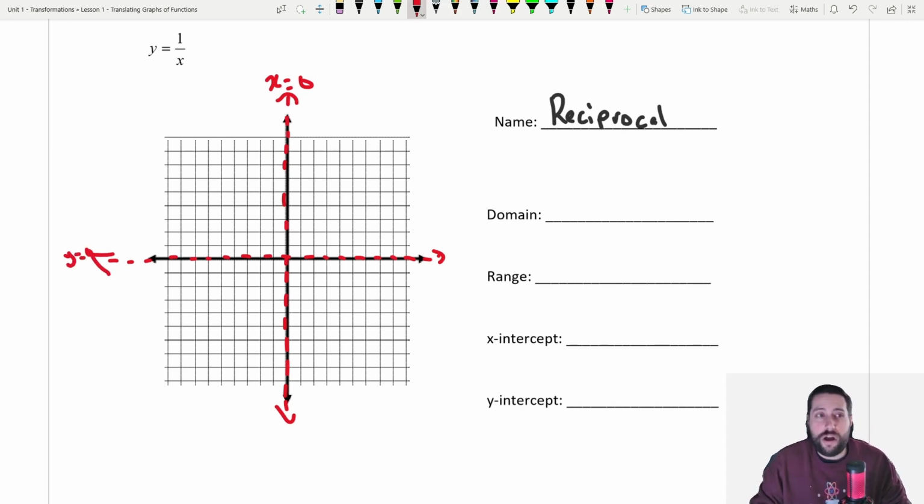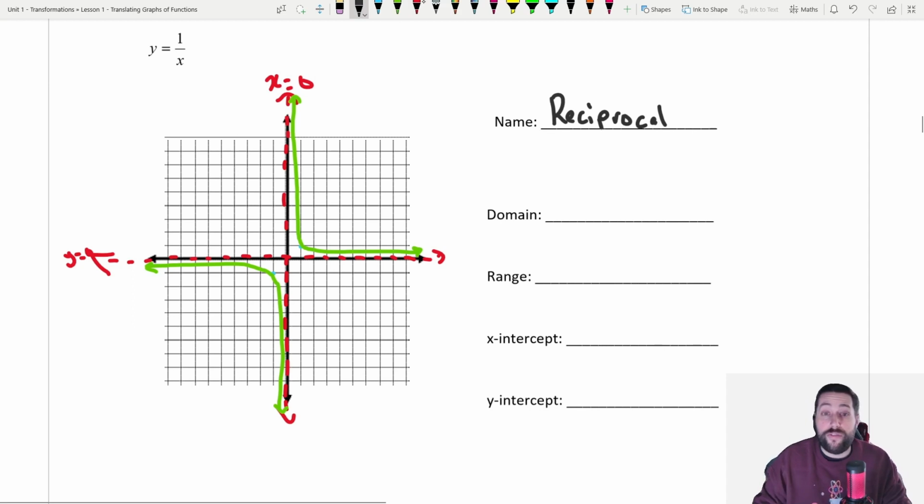So our graph is going to look something like this. You will have points here and here. And it's going to follow along the asymptote like this, touch this point and carry on. And it's going to do the same thing in this quadrant. It's going to follow along the asymptote, hit this point, and then follow along the other asymptote. So this is what the reciprocal function graph looks like.